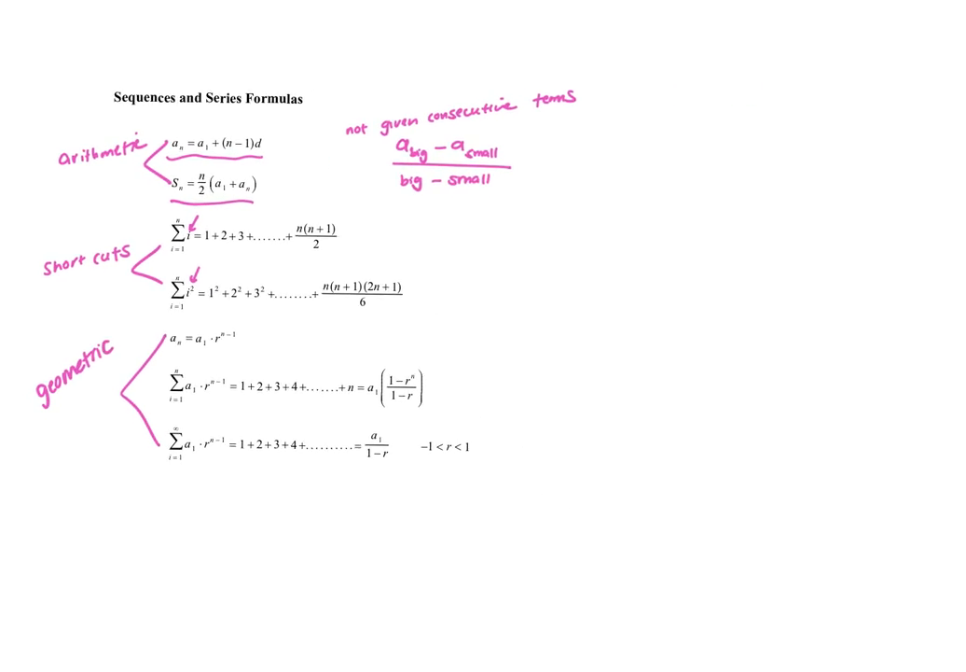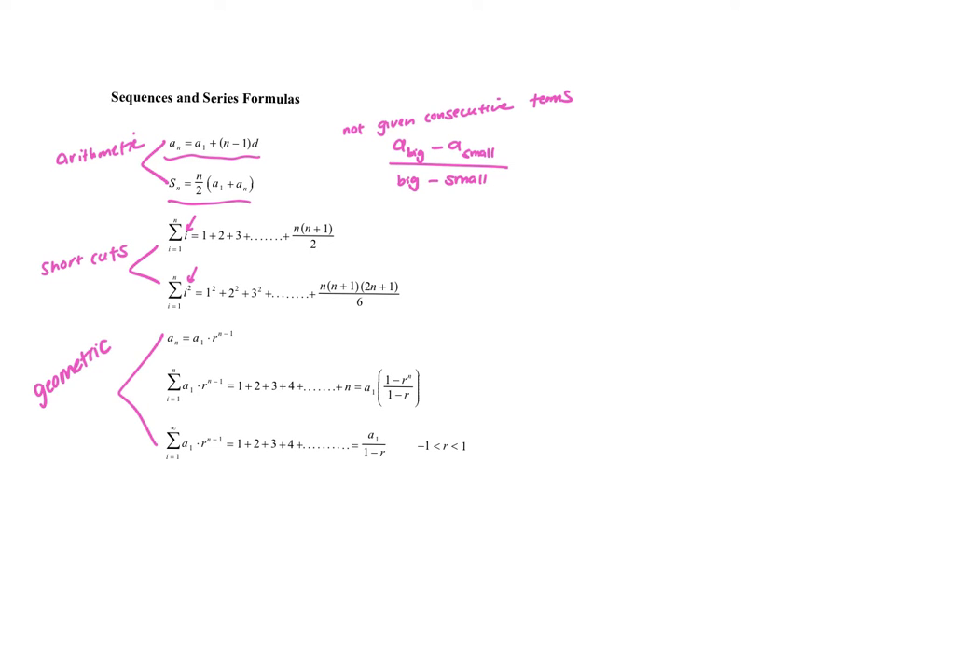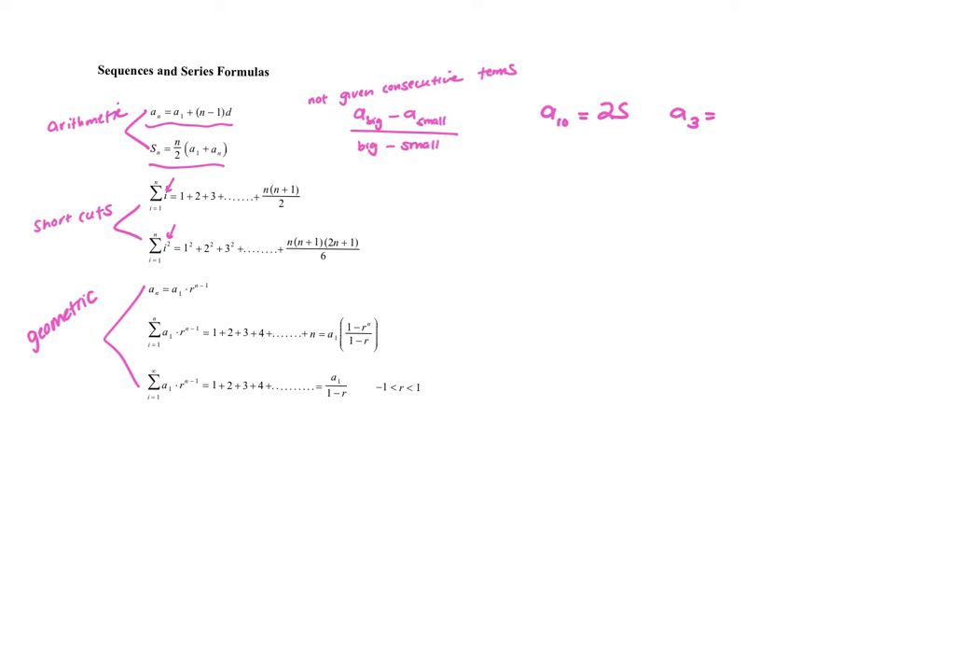So if I gave you, I didn't do an example, so I don't know if this is going to work, but let's say I give you A10 is 25 and A3 is negative 3. I would do 25 minus a negative 3, which becomes 28, over 10 minus 3. So I would get 28 over 7, and this would be 4. And that tells you what D is.